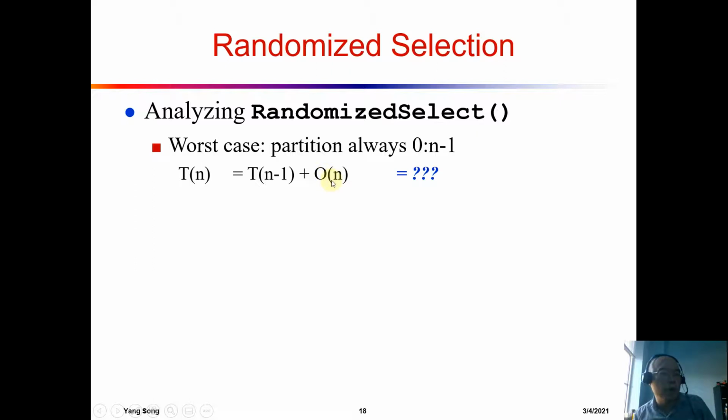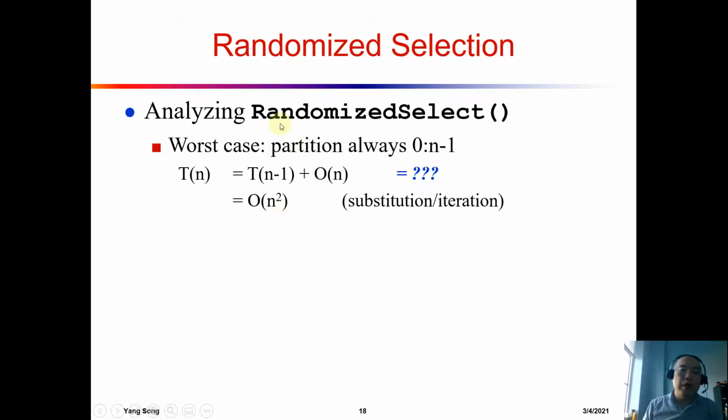What is the O(n), by the way? The O(n) is the cost of the partition, right? So in this case, we have T(n) equals T(n-1) plus O(n) for the partition cost. And what is that? That is O(n squared). And then for the randomized selection, that's exactly the same thing. This means if you're unlucky and we always pick the smallest value as a pivot, this randomized selection is still an O(n squared) algorithm.